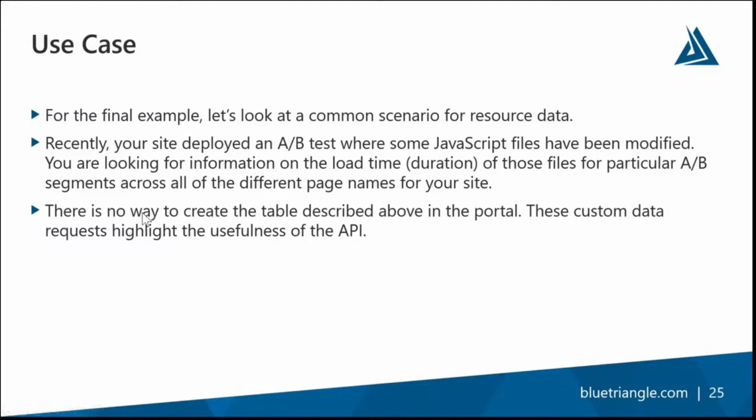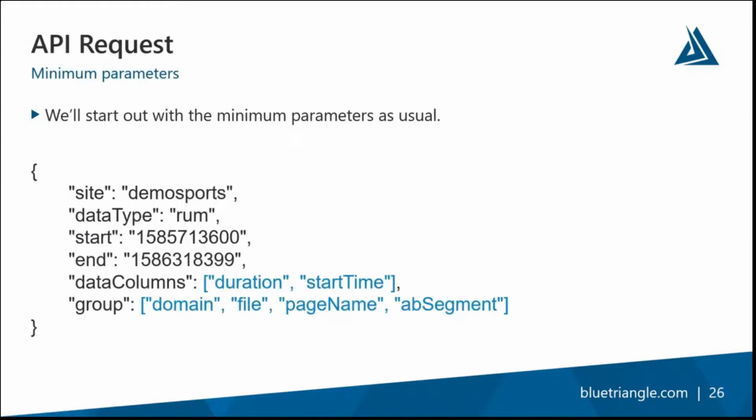So this is a lot of data, and it really isn't a great way to look at this kind of thing inside of the Blue Triangle portal. So this kind of custom data request really shines a light on how the API can be so useful. So let's get into what this JSON is going to look like.